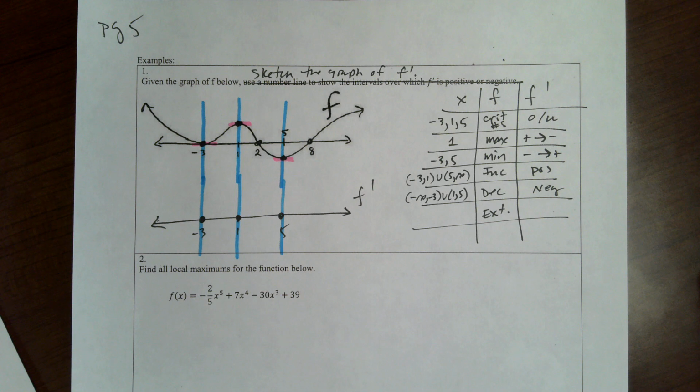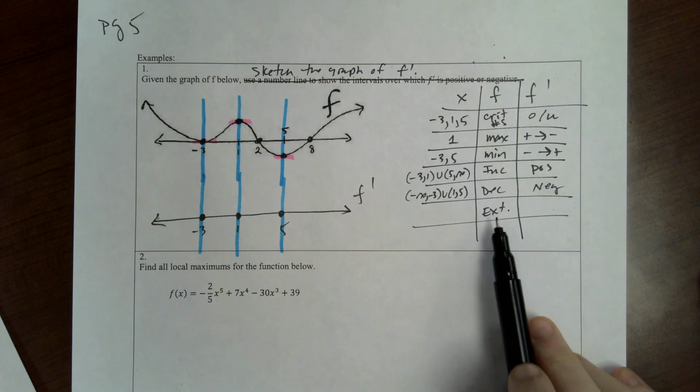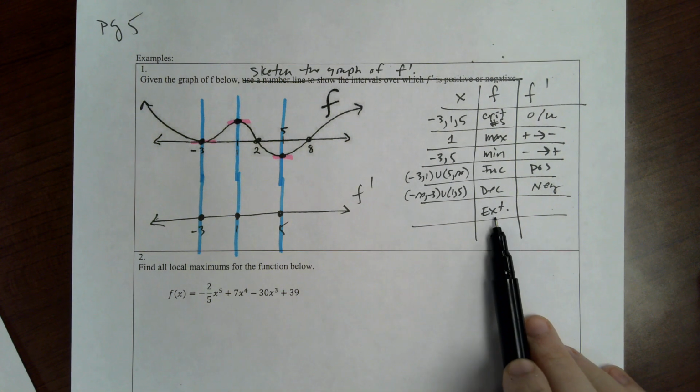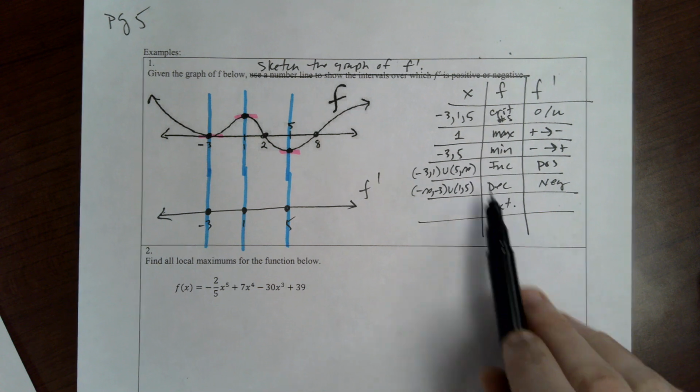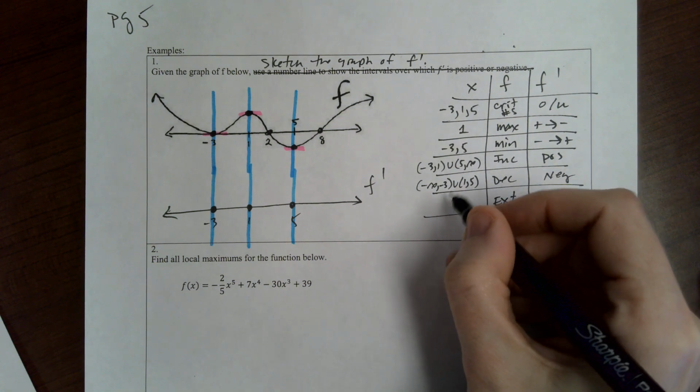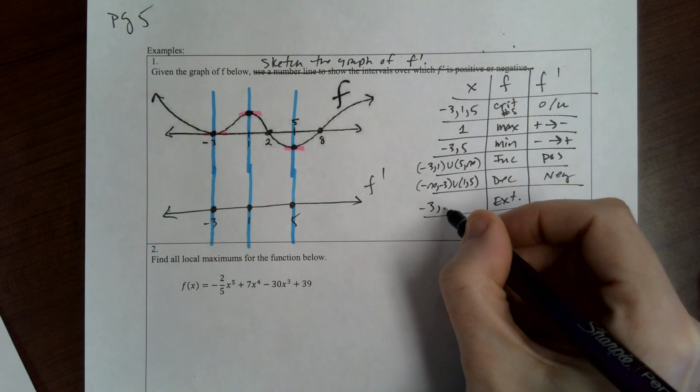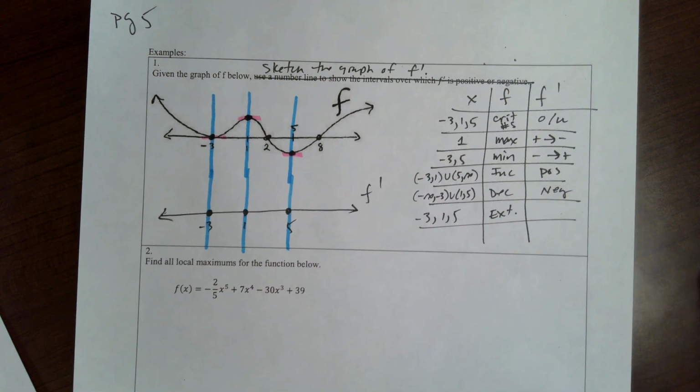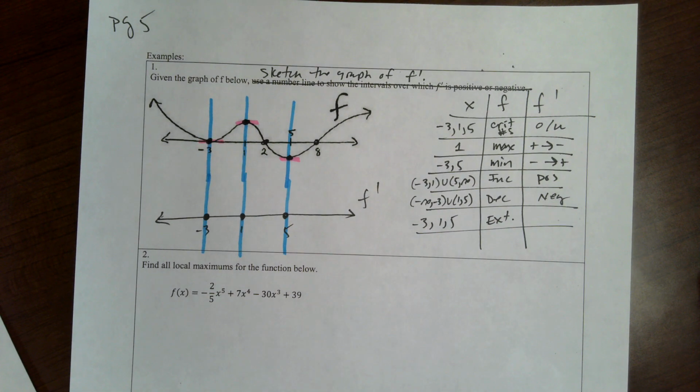Okay, so for extrema, those are maxes and mins. Okay, so I have extrema at negative 3, 1, and 5. Okay, same as the critical numbers, although sometimes critical numbers are not extrema. Okay, sometimes they won't work. So these are the extrema.